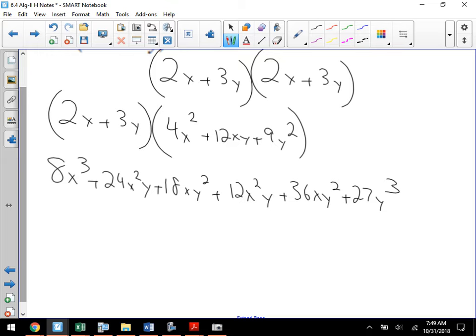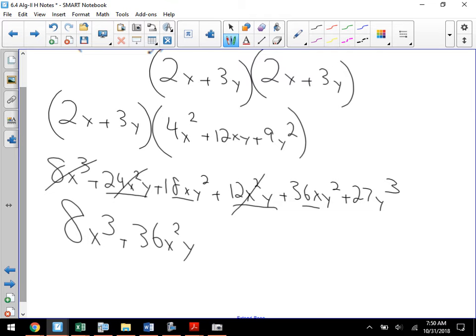And then just start combining the stuff. We get 8x cubed went first. Look for any other x squareds. There's 2 of them. X squared y, xy squared here and here. What is that? 42, I believe. No, 50. 54. Math is hard. So 54xy squared and a 27y cubed.